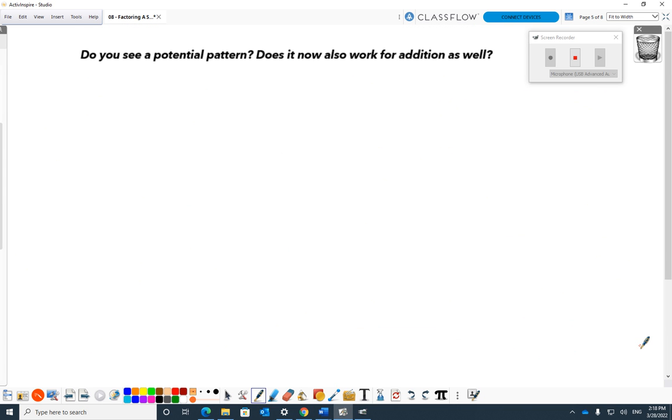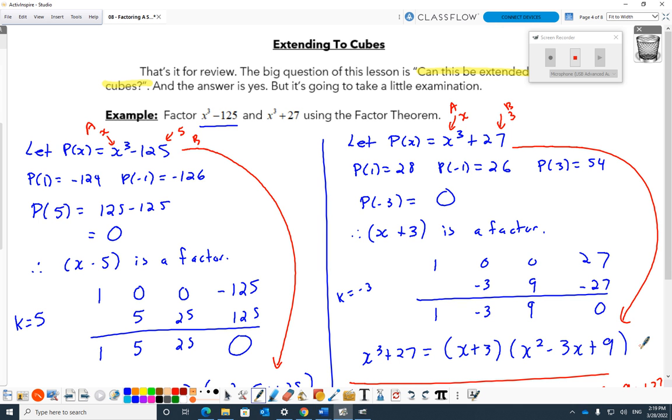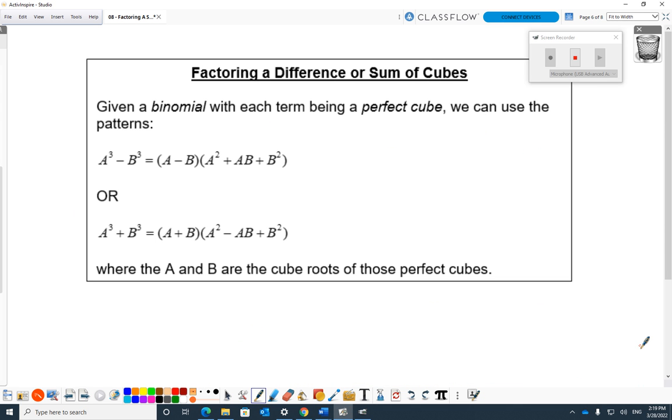Does it also work for addition? Yes. The pattern came out of addition as well as subtraction. In difference of squares, it only could be subtraction, but it works for addition here. Here's the fancy pattern. Factoring a difference or sum of cubes. Given a binomial, with each term being a perfect cube this time, we can use these patterns.